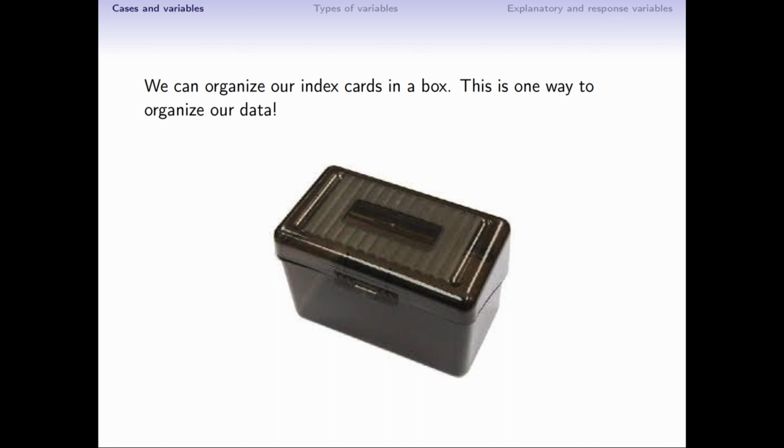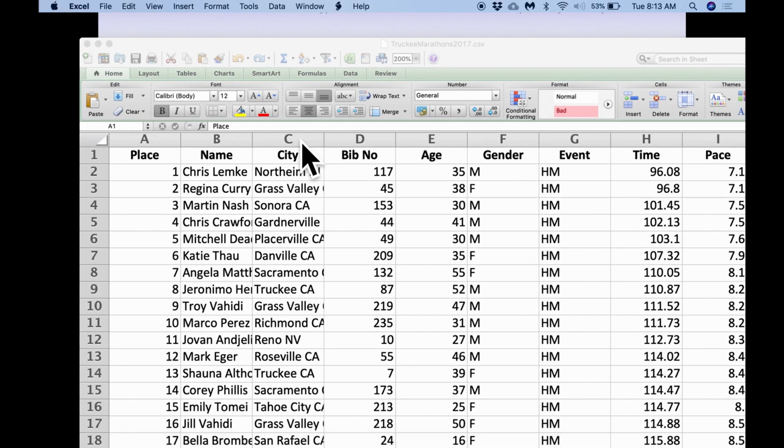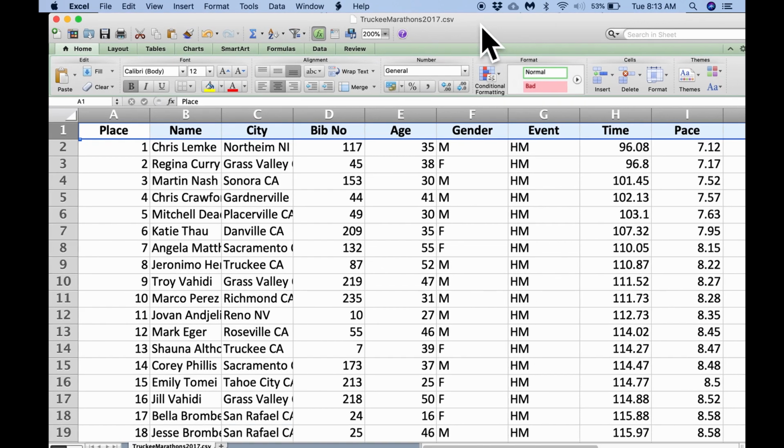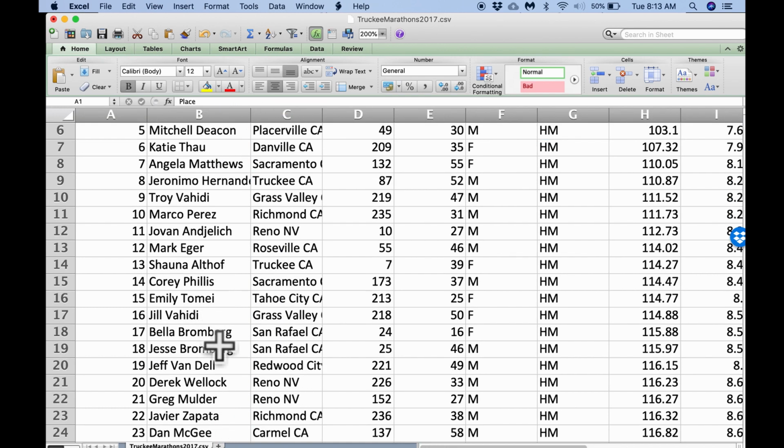Now, let's look at another way to think about storing this data, and this is a much more natural way, given that we've spent a lot of our lives thinking about Excel spreadsheets. So let's take a look at another way to store the data. In this way of storing the data in a spreadsheet, we can imagine that every single case is a row in this spreadsheet. Every row in this spreadsheet represents a case, a different runner in the race. We've got our friend Jill Vahidi down here in row 17. There she is.